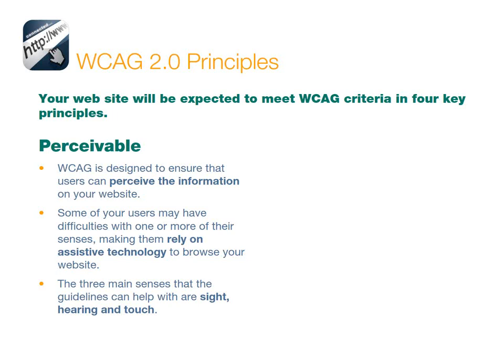And the 3 main senses that these guidelines help with are sight, hearing, and touch. So people that are having trouble with their sight, with their hearing, or with their motor functions, basically, these principles are going to help them use your website. And the way they do this, there's a few key areas. This isn't going to cover all of the guidelines, but to give you a few key areas.